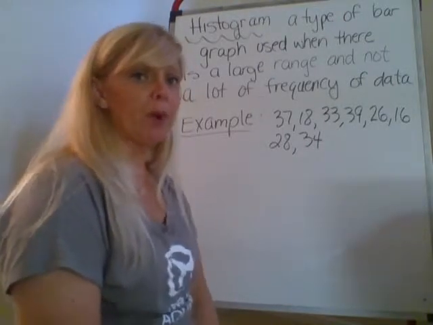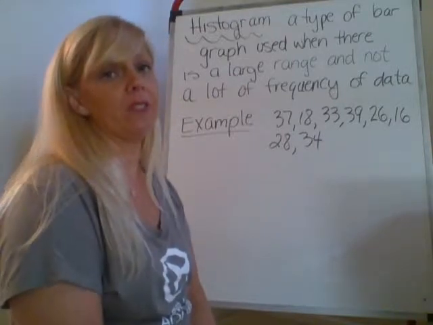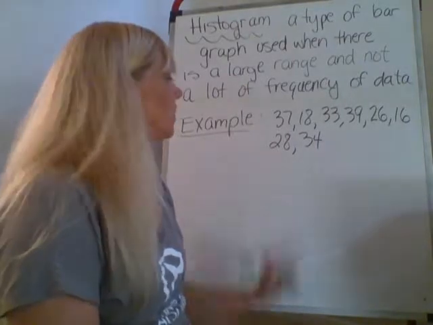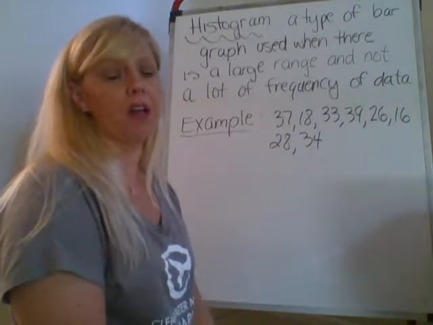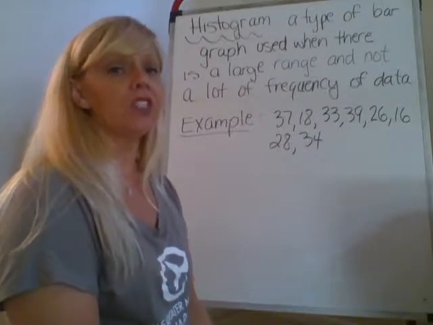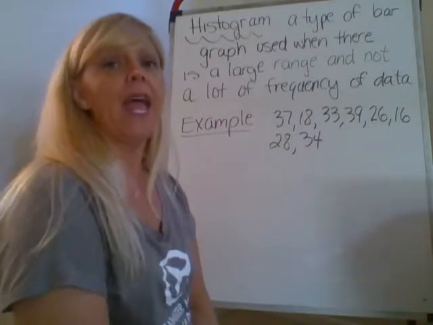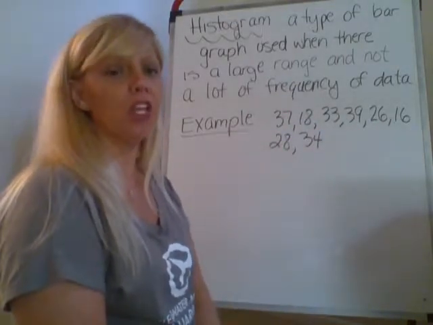Histograms are a type of bar graph used when there's a large range and not a lot of frequency of data. So let's look at this example. Let's pretend it is the number of sit-ups someone can do in a minute. And so we have these pieces of data, and there's not a lot of the same numbers. And we've got a good range.